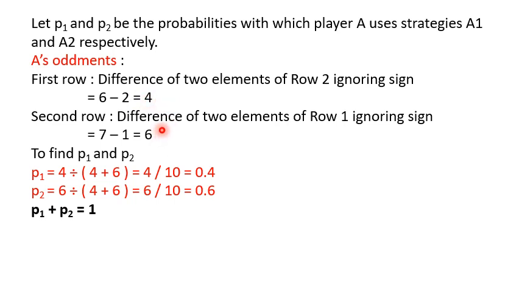Similarly here, A's augments for the second row will be the difference of the two elements of row 1, ignoring the sign. So 7 minus 1 is 6. To find P1 and P2, P1 is equal to 4 divided by 4 plus 6, that is 4 by 10, that is 0.4. Similarly, P2 will be 6 divided by 4 plus 6, 6 by 10, that is 0.6. The probability of player A using strategy A1 is 0.4, and the probability that player A will use strategy A2 is 0.6. So P1 is 0.4, P2 is 0.6. P1 plus P2 is equal to 1.